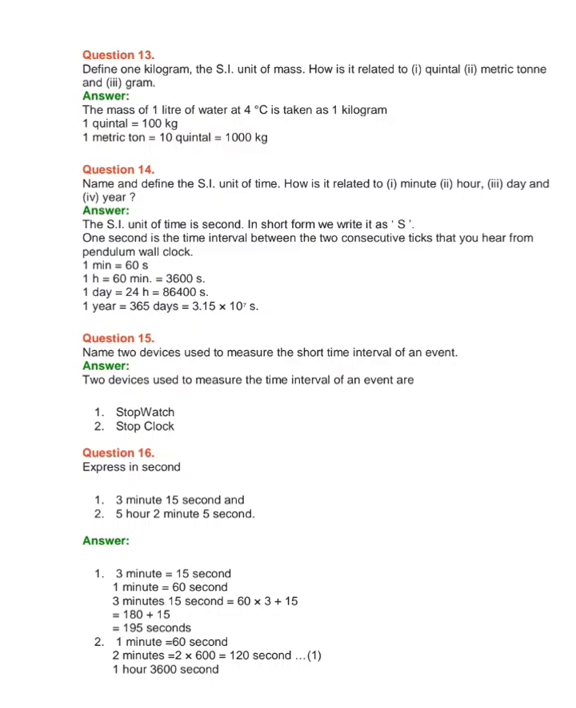Question 15. Name 2 devices used to measure the short time interval of an event. Answer. The 2 devices used to measure the time interval of an event are number 1 stopwatch, number 2 stop clock. Question 16. Express in seconds. So this you have to do and see the working and do it on your own. Moving ahead.